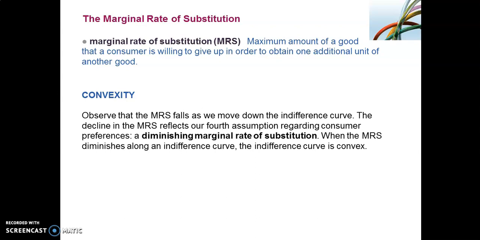What does the convex shape of the indifference curve imply? The term convex means that the slope of the curve increases as we move down the curve. You saw this, that it became less negative as we moved along the curve. Therefore, we can say an indifference curve is convex in shape if the marginal rate of substitution diminishes along the curve. The slope falls in magnitude. We see the marginal rate of substitution fall from 6 to 4 to 2 and so forth. So this decline in the marginal rate of substitution reflects our 4th assumption regarding consumer preferences, a diminishing marginal rate of substitution. When the MRS diminishes along an indifference curve, the shape is going to be convex.